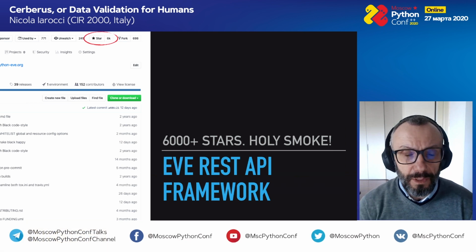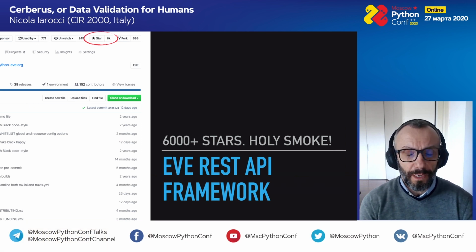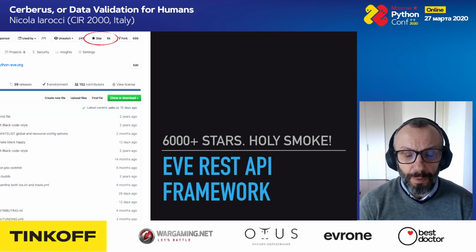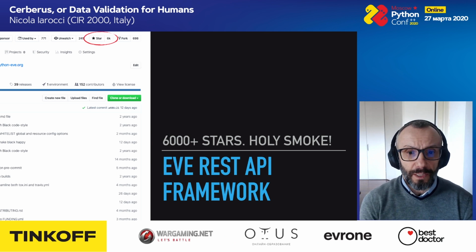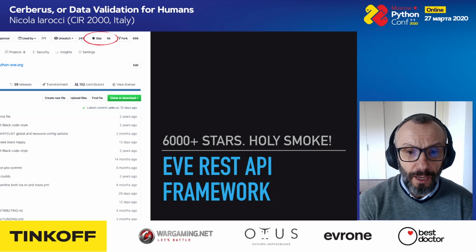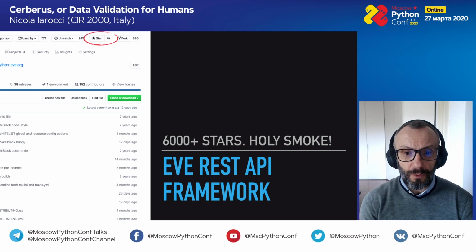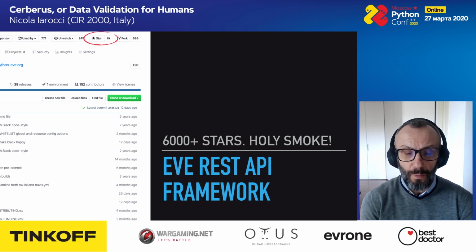But before we dive into the Cerberus tool itself, I want to take a little diversion to tell you a fact that I find really interesting. This is the Eve REST API framework on GitHub. As you can see, it has about 6,000 GitHub stars. Now, mind you, why am I mentioning Eve? Because Cerberus was actually born as a stepchild of the main project, which was the REST API framework. I needed something to validate the data coming into the framework, and I started working on a data validation layer.